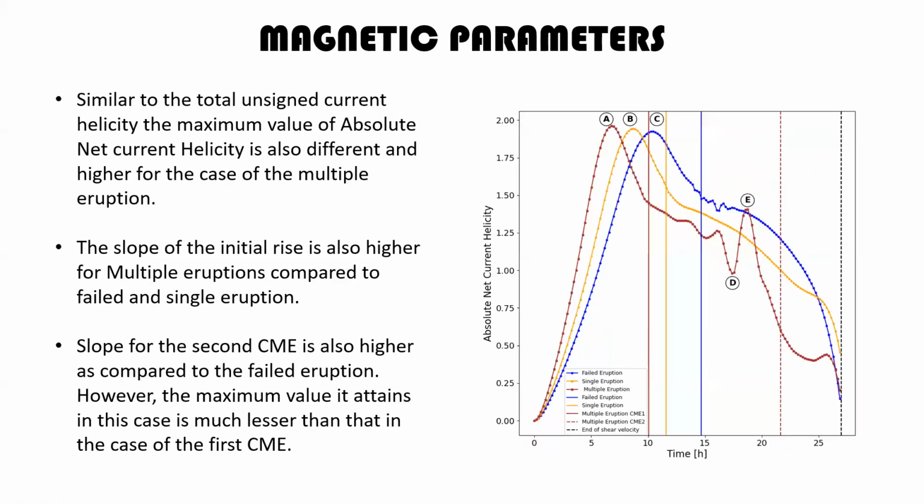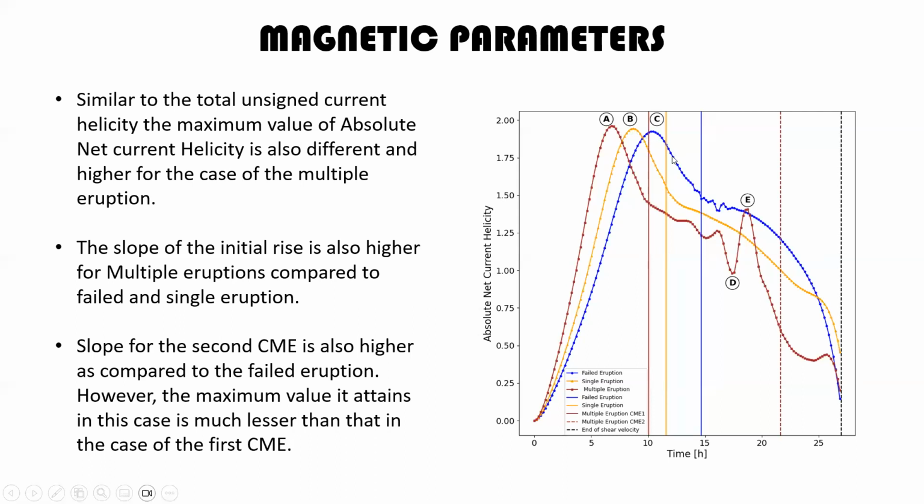And this plot is very interesting, in the sense that I have marked the positions A, B, and C. Here we see that in the failed, single, and multiple eruption cases, similar to the total unsigned, the slope of this helicity is different. It is higher for the multiple eruption case, lower for the single, and much lower for the failed eruption case. But another thing is that the maximum value it is reaching is almost similar.